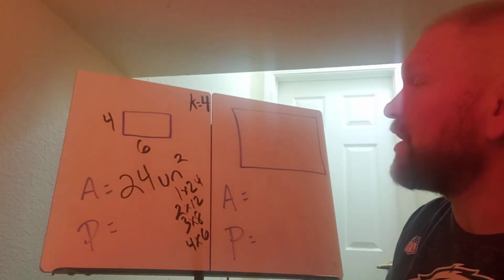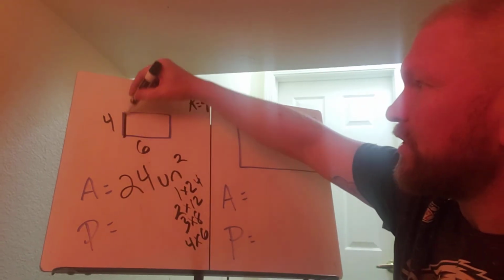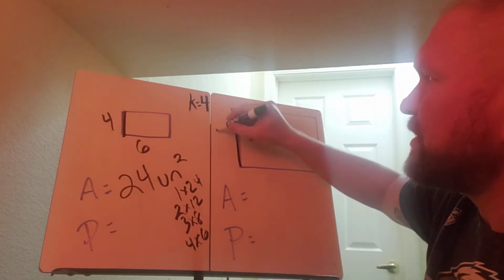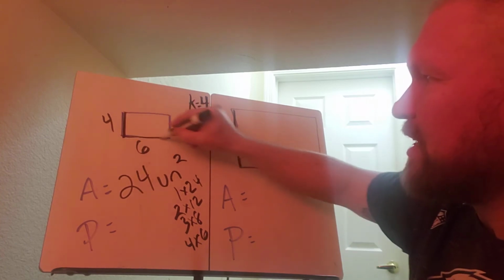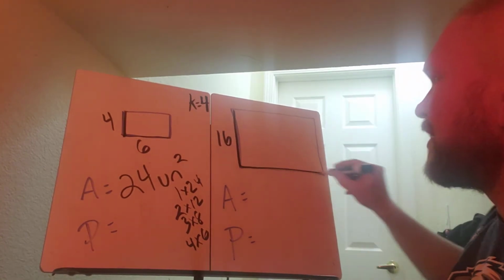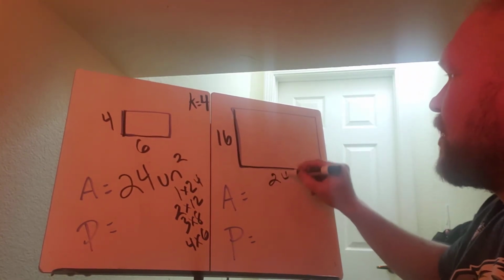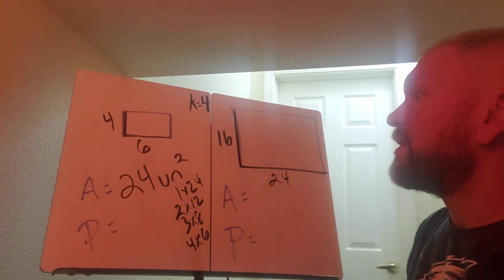All right, so if the scale factor is 4, this side here that's 4 is going to be 4 times larger. Now it's going to be 16. If this side is 6, it's going to be 4 times larger now. 4 times 6 is 24. All right. Okay, so now let's see.